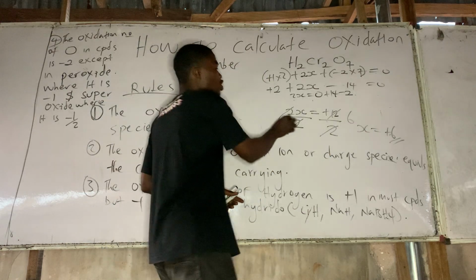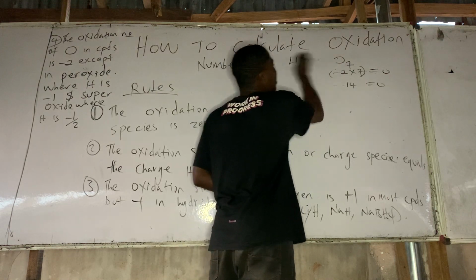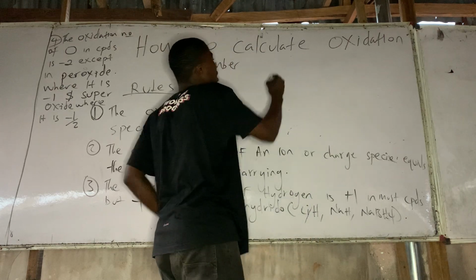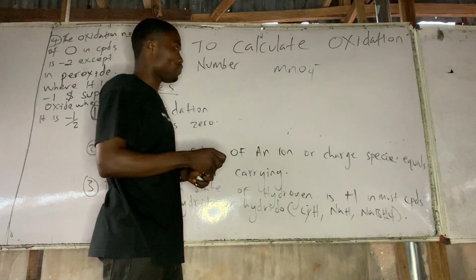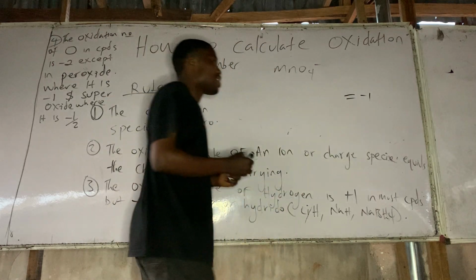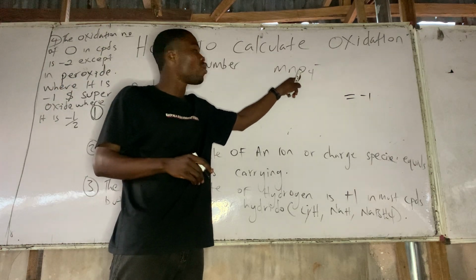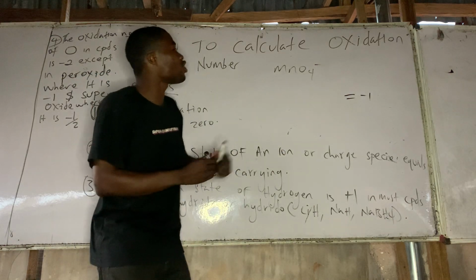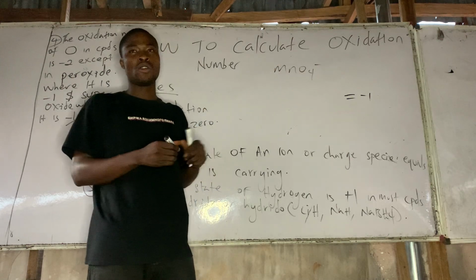Now, one more example. You can go to your book and read one more example. I'm going to do MnO4 minus. That is a charge special. So quickly, the total oxidation state is equal to -1. I believe there's no contradiction because it is an ion. The charge of an ion is equal to the oxidation state of the whole ion. So the question will always ask us to calculate the oxidation state of Mn in MnO4 minus.